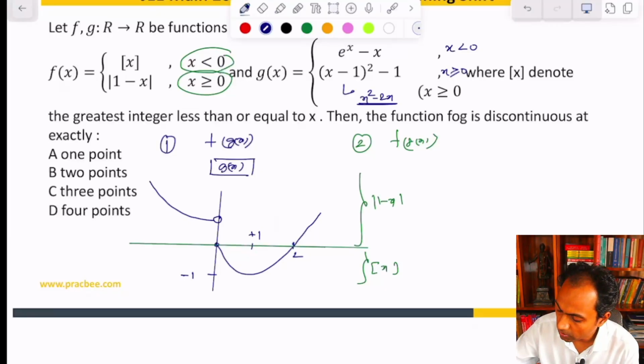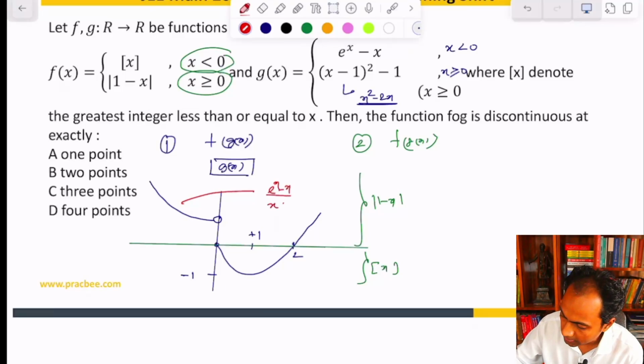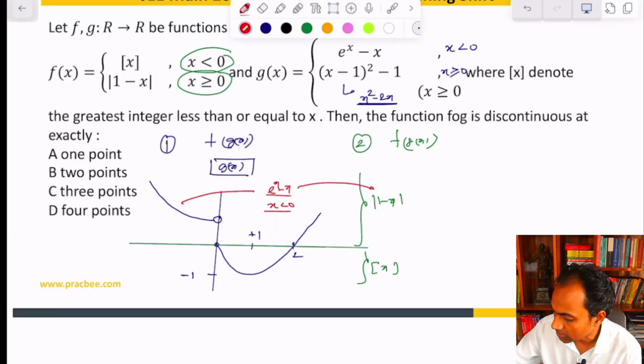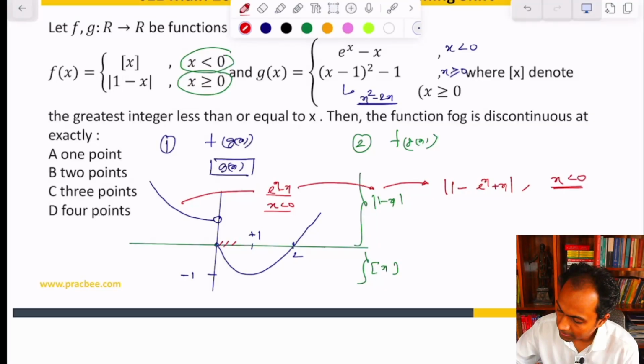Now, if you look into this part of the function, let us see what is happening. This part of the function is e raised to the power x minus x. This occurs for values of x smaller than 0. Now, this will become input for this function, and the output as a result will be generated as 1 minus e raised to the power x plus x. And this is happening for values of x from -1 to 2.